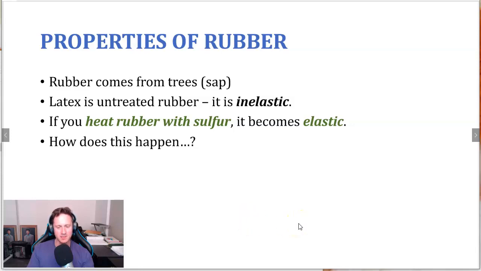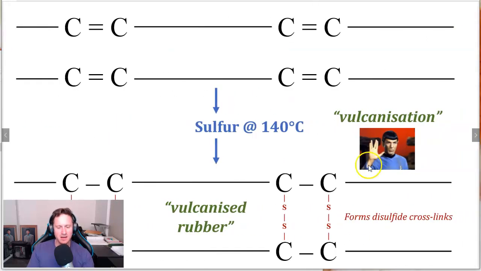If you heat rubber with sulfur, it becomes elastic. So if we add a different chemical to it, it changes its properties. And we need to show how this happens. Basically, this is our rubber polymer, a simplified version. We've got that carbon-carbon double bond there, and then that's the rest of the monomer there. This process, by adding sulfur and heating at high temperatures, is called vulcanization.